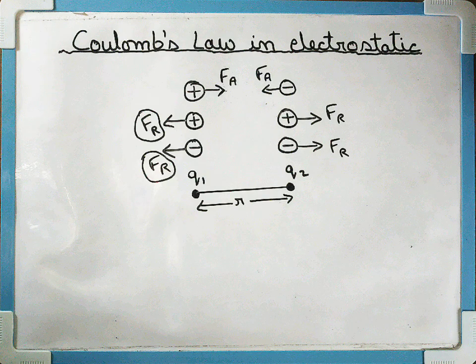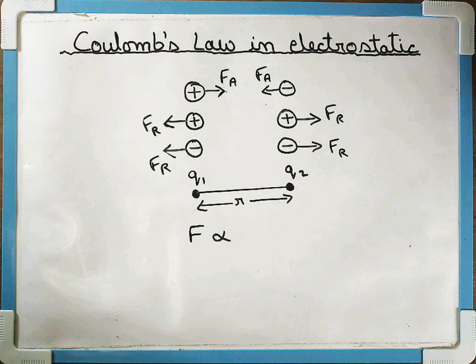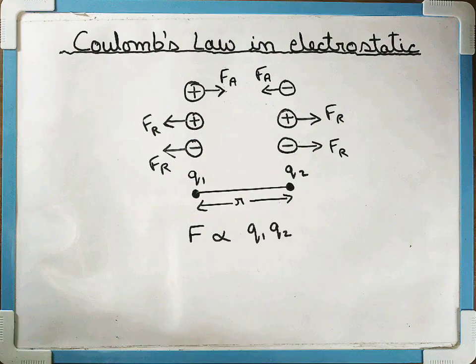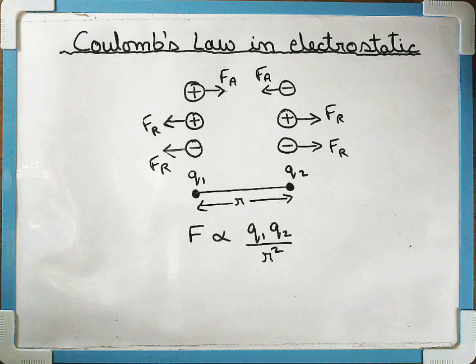Then according to Coulomb's law, the force of attraction or repulsion between these two charges is directly proportional to the product of the two charges Q1 into Q2, and it is inversely proportional to the square of the distance between the two charges, which is the distance r here. So this is Coulomb's law in electrostatics.